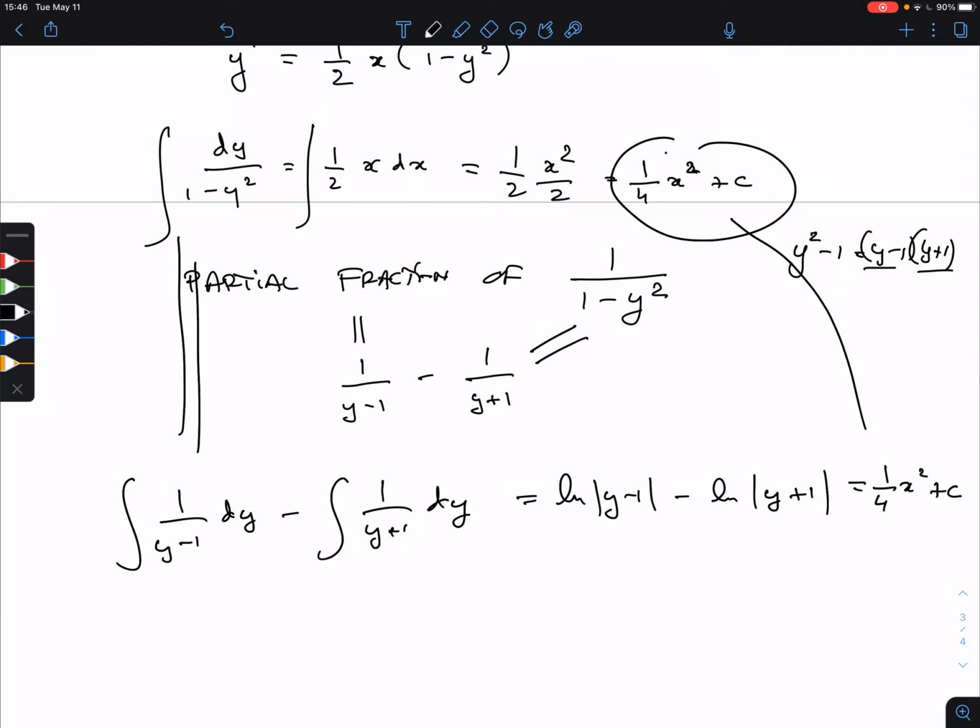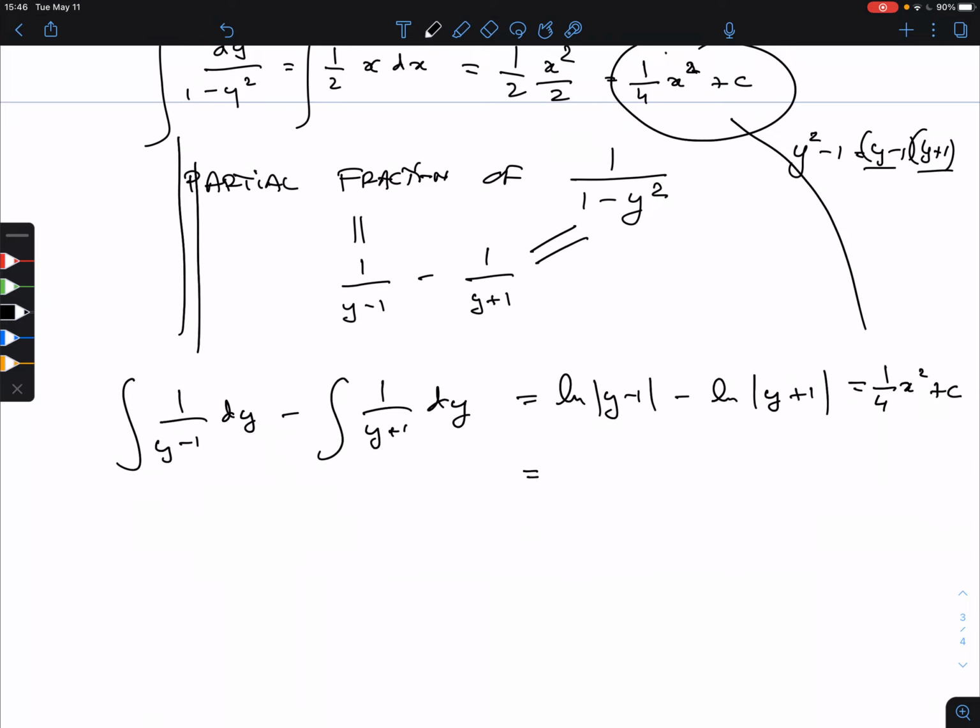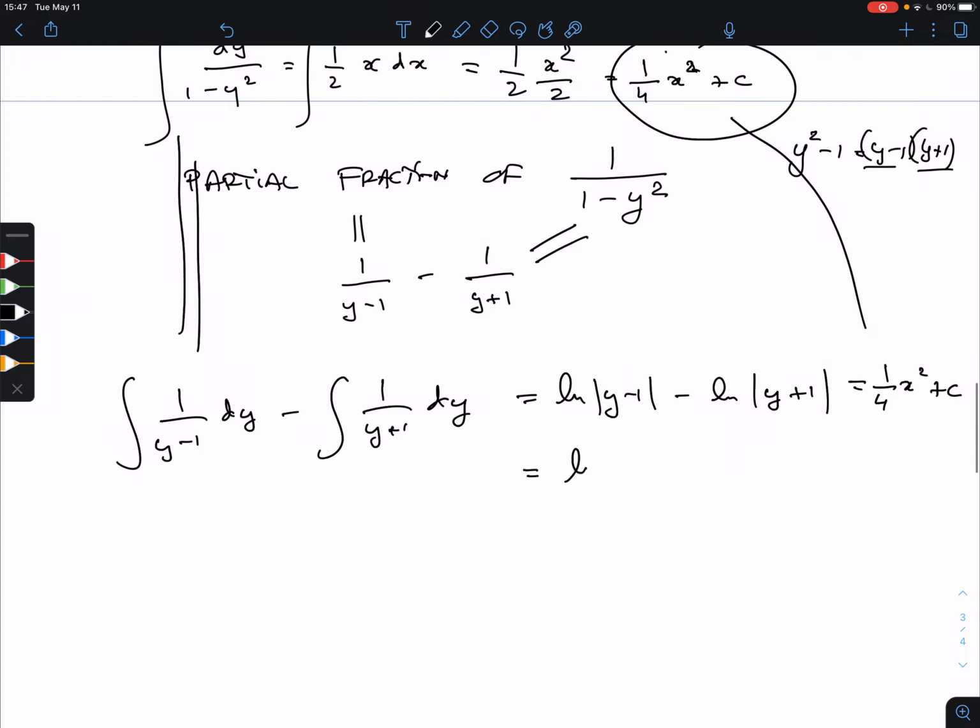Okay, now, this is an implicit form again, and the tricky part is now to make it actually explicit. The first one is using a rule of ln's, that the sum or difference of ln's corresponds to the product or, in the case of difference, the quotient. So this is the same as ln of y minus 1 over y plus 1. I'm going to write just regular brackets here, instead of absolute values.